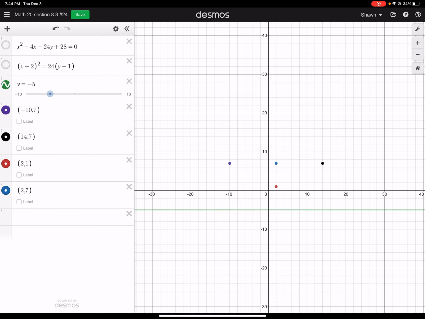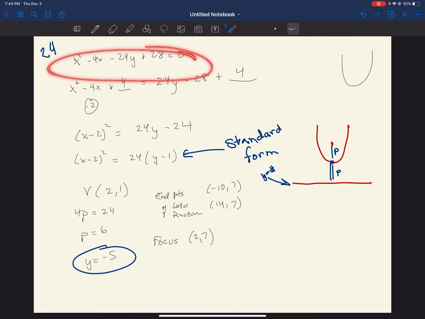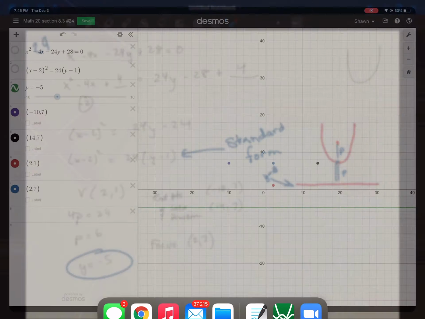So there's the directrix. That is one point of the latus rectum. That's the other point of the latus rectum. There's our vertex right there. And (2, 7) is our focus right there. Now what I've done up top is I put the starting parabola in there. So I put that version in there. And I put that version in there. And I'll show you what that's going to do for me.